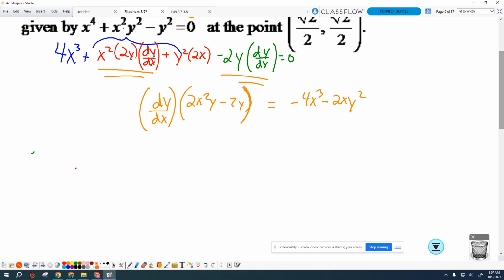Okay, what now? Then you divide both sides by 2x squared y. It's a mess. Yep.